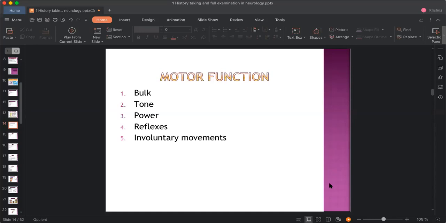Reflexes, every student knows reflexes. These are deep tendon reflexes or superficial reflexes. We'll talk about that. They are abnormal in case of central nervous system diseases, and sometimes involuntary movement may be there, like some fasciculations in case of lower motor neuron types of diseases. Some other involuntary movements like chorea, some tics. So all of these can be there. These are the list of functions under the motor system which we like to examine in neurology.